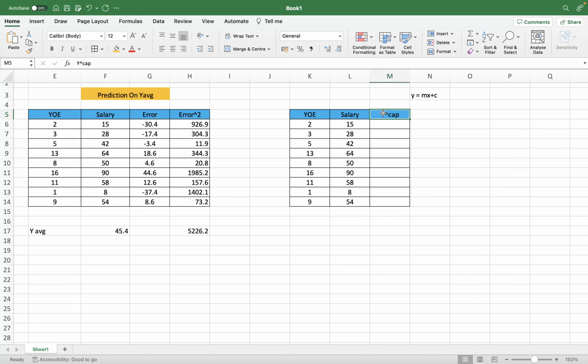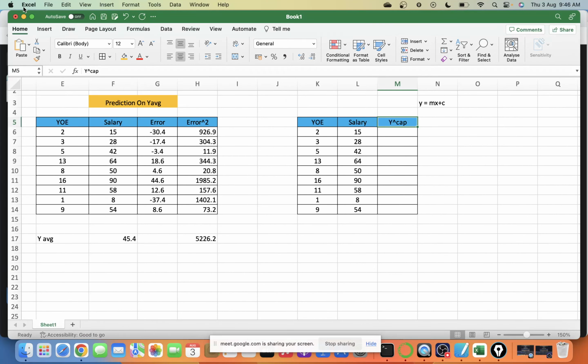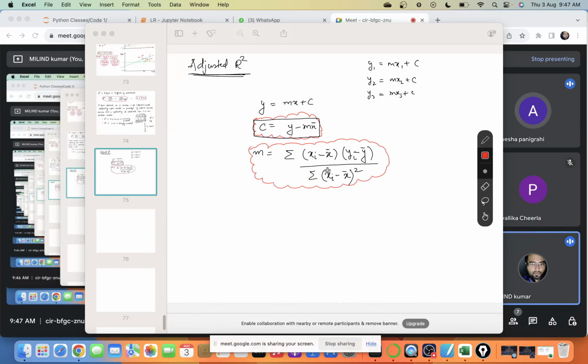Before finding that one, let's find the xi minus x bar. Remember, what was the formula? Tell me. The formula was, try to understand, the summation of xi minus x bar, yi minus y bar, upon xi minus x bar whole square. So let's find all these three values.